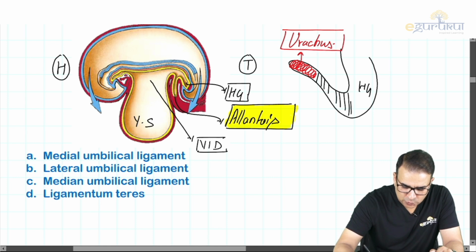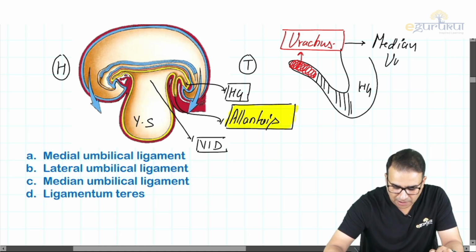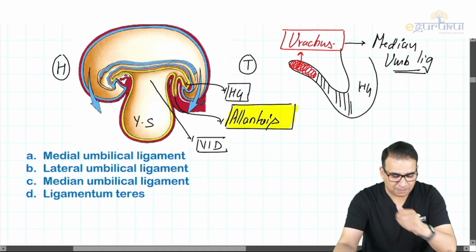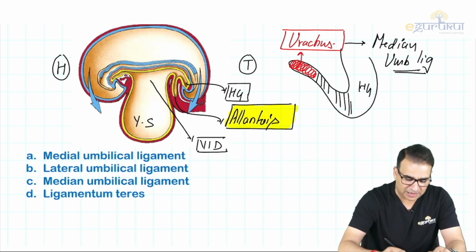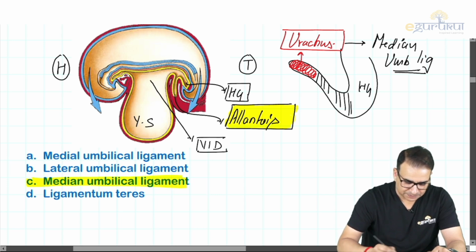And this urachus will persist as one of the ligaments of the urinary bladder, called the median umbilical ligament. The remnant of the urachus will be the median umbilical ligament. Remember, it's median, not medial. So the answer to this question is option C, that is, median umbilical ligament.